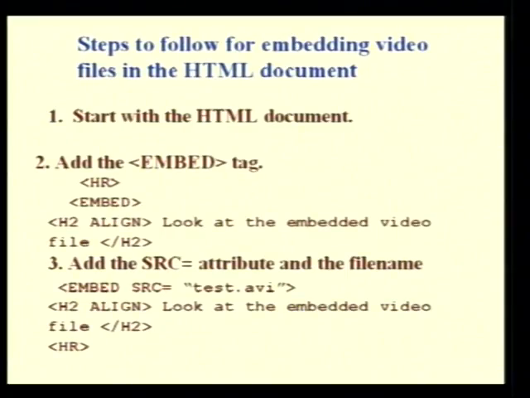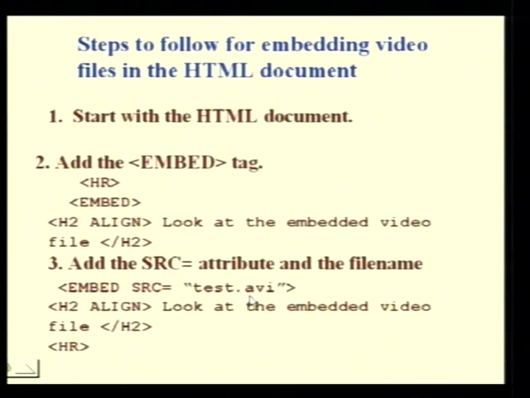Coming over to the next, how do you add video files to your web pages? Similarly, you begin with the HTML document and add the embed tag. This embed tag should be within the body section. So, you have HR, embed, H2 align. You look at the embedded video file; this is something as a heading 2. Add the source equal to attribute and the file name. Embed source is equal to some file name .avi. This has the extension .avi.